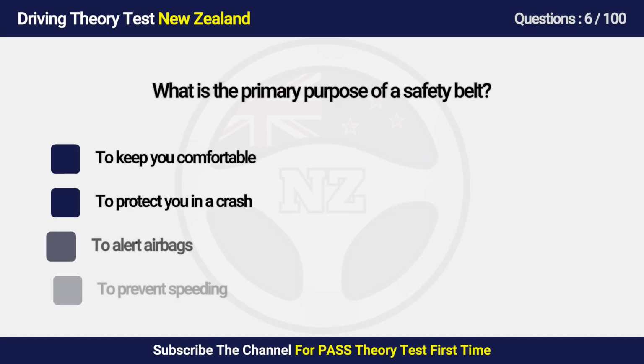Question 6. What is the primary purpose of a safety belt? A. To keep you comfortable. B. To protect you in a crash. C. To alert airbags. D. To prevent speeding.